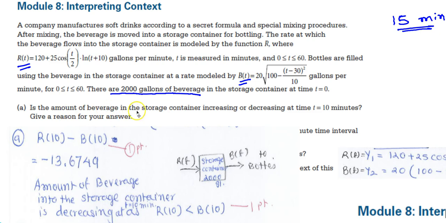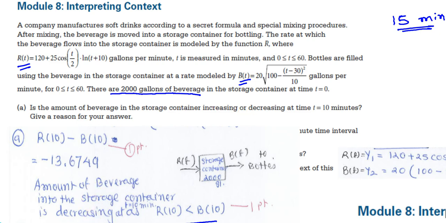So is the amount of beverage increasing or decreasing? Put it in the calculator Y1, Y2. On the home screen, R of 10 minus B of 10. All you need is positive or negative. And the rubric says, as long as you are showing this, it is worth 2 points. So part A is worth 2 points. All you are checking is which rate is bigger, which rate is smaller. Is more coming in or more going out? Based on that, the amount is increasing or decreasing.